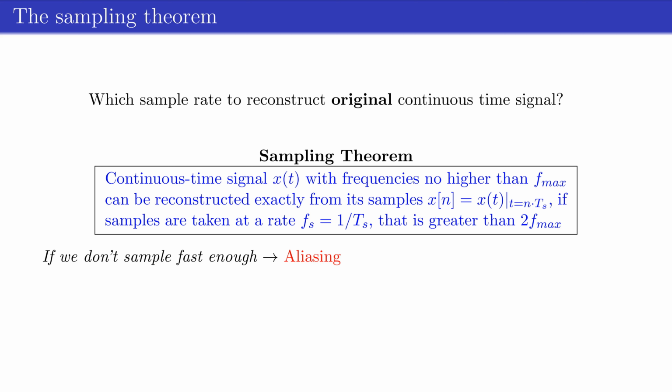The following example shows what happens if an audio signal is not sampled according to this sampling theorem. The original continuous time audio signal sounds as follows.